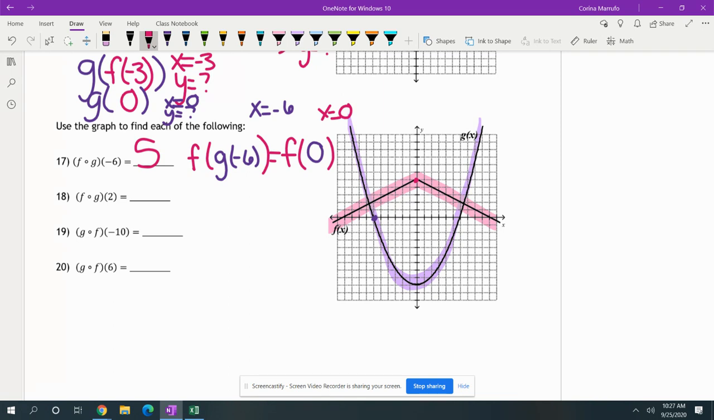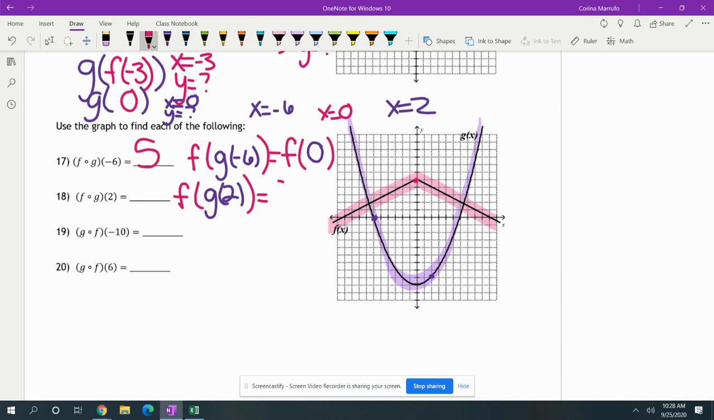All right, so let's go ahead and try the next one. This one wants us to take our f function and then find our g function at 2. Okay, so first we are going to look when x equals 2. So let's go ahead and look on our g function. When x equals 2, my g function is down here, which is 1, 2, 3, 4, 5, 6, 7, 8. So it is negative 8.